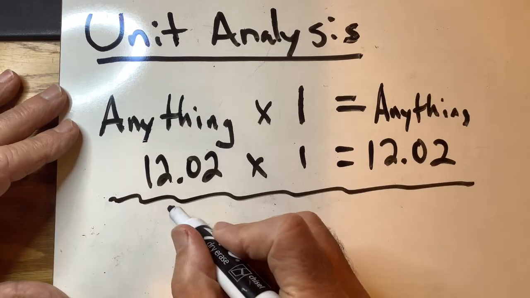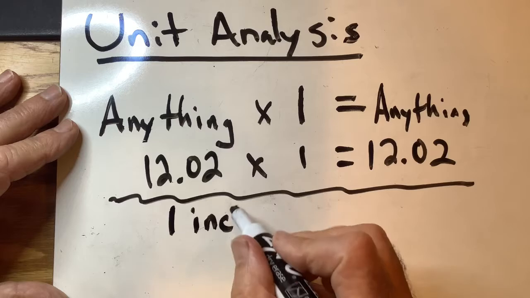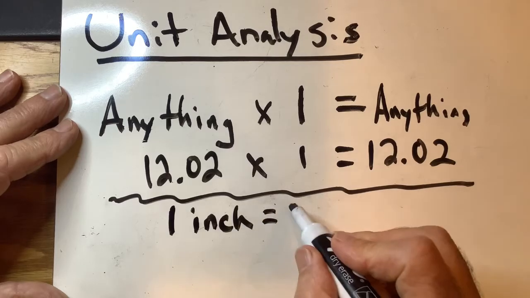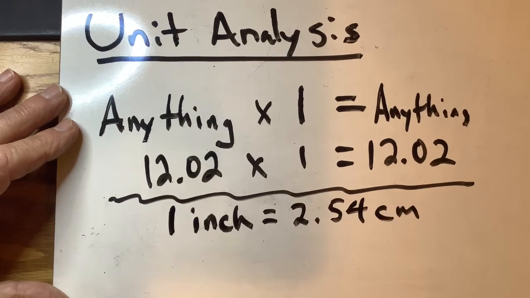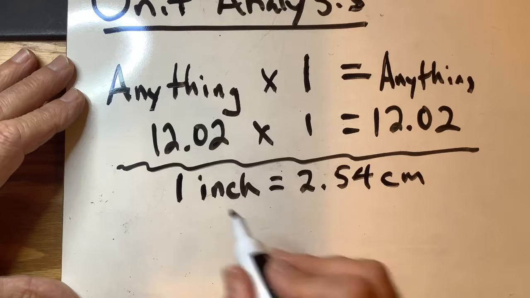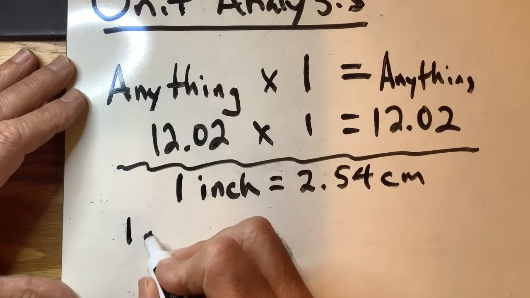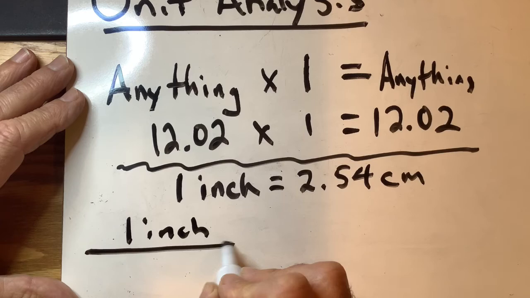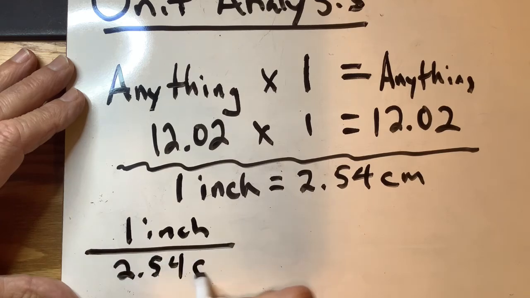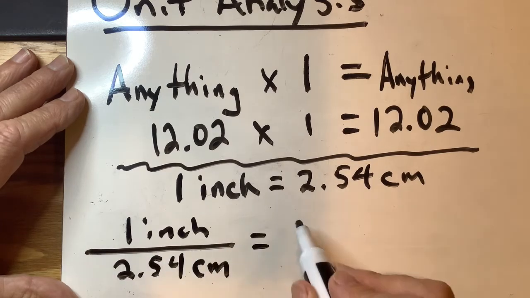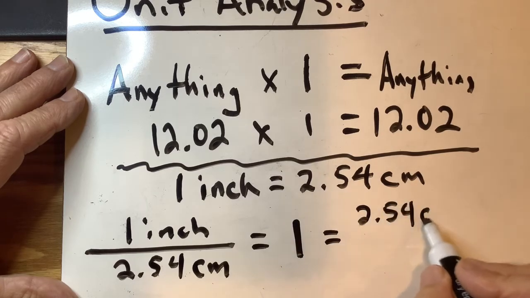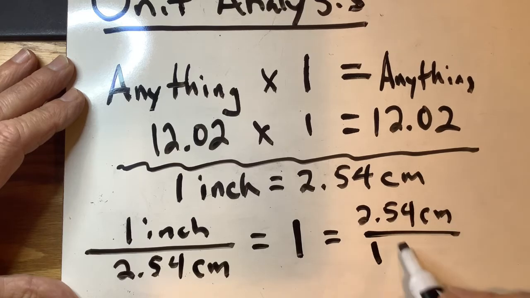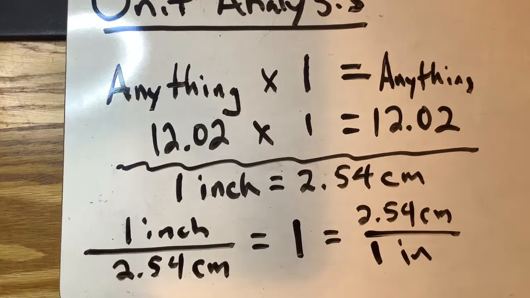For example, we know that 1 inch, that's the English system, equals 2.54 centimeters in the metric system. But that means that since they're equal to each other, 1 inch divided by 2.54 centimeters is the same thing, so that's going to equal 1. If I switch those around, 2.54 centimeters divided by 1 inch, it also equals 1, right? So we're going to use this to be able to change units.